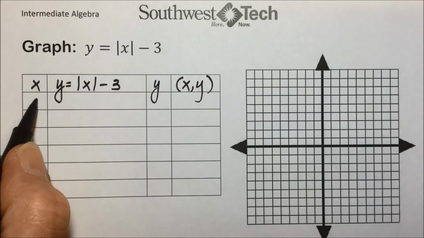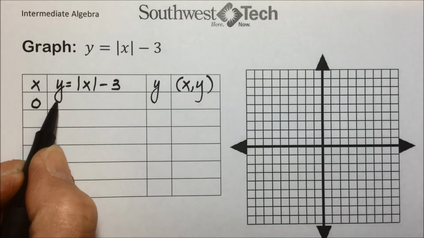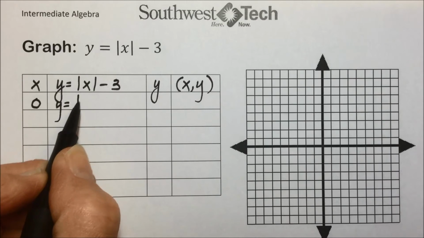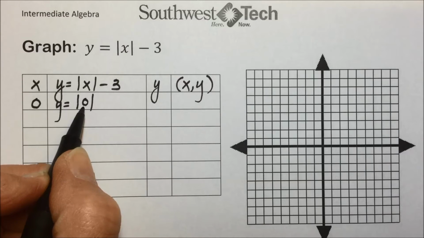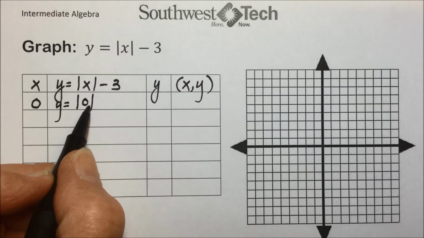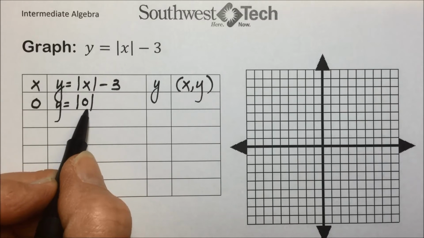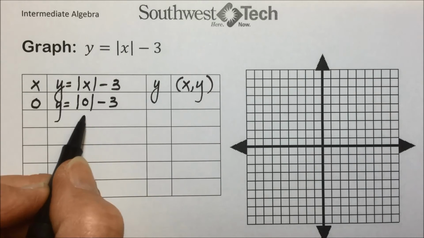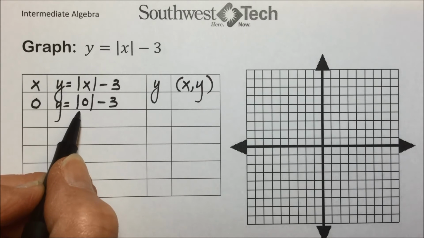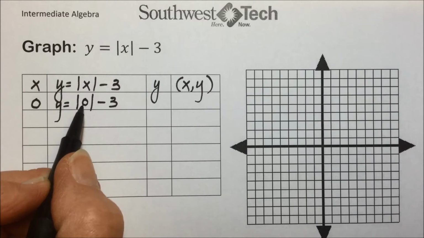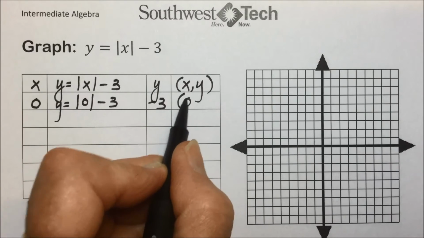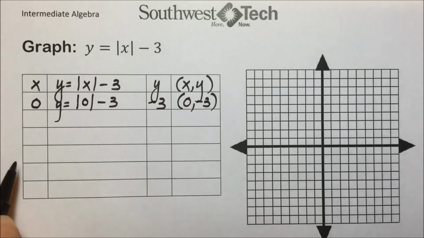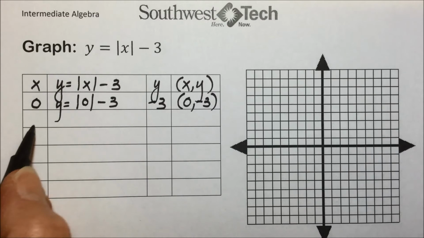Some values, starting with 0. Absolute value is the distance this point is from the origin. It will always be positive since we're talking about distance with absolute value. And you can think about absolute value like grouping symbols. It has the priority. So we take the absolute value of 0, which is 0, minus 3 results in -3. So one solution to this equation is the ordered pair (0, -3).